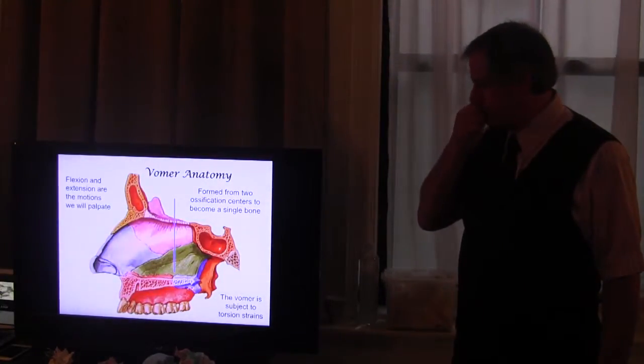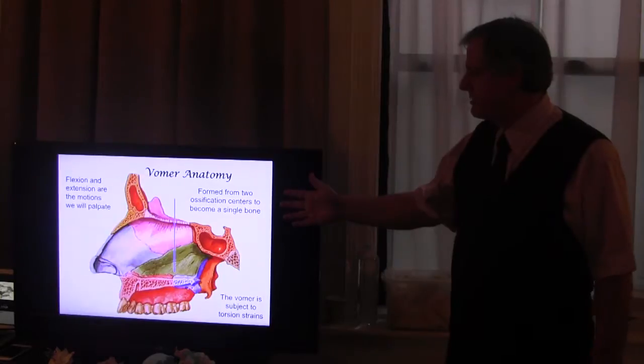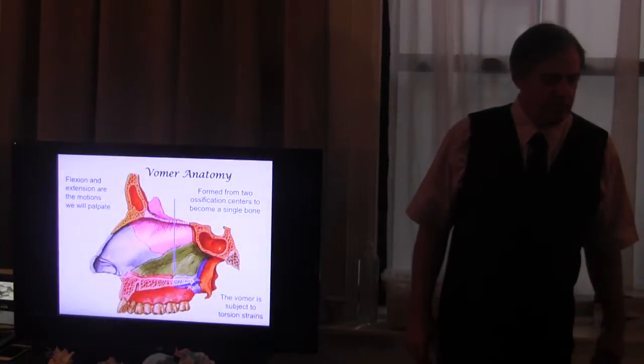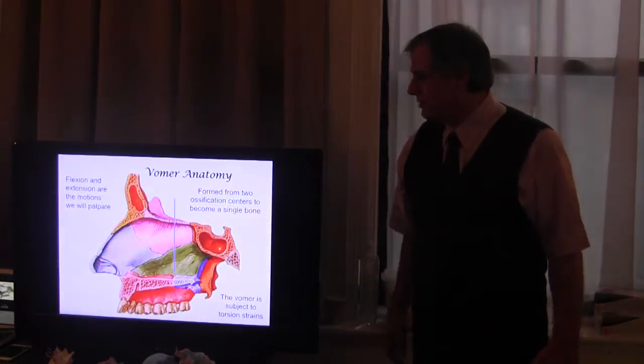Okay. Let's start with vomer. Formed from 2 ossification centers. We're gonna treat this as a single bone. As a single bone, it's going to go through flexion and extension.